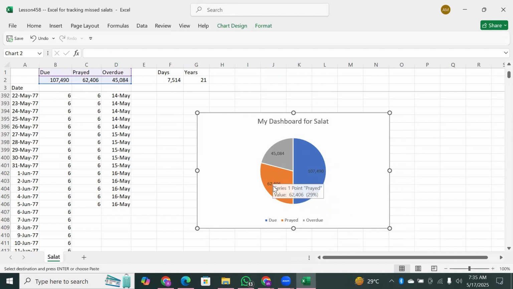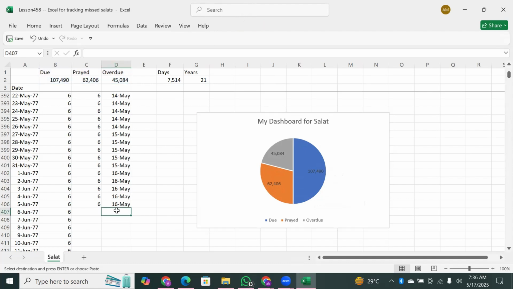Your target is that these 62,406 should become 107,490. It will keep on increasing each day when you proceed. So the ideal situation is that all which were due will be prayed. The prayed will be equal to the due, and there will be no overdue, right? So this will vanish.